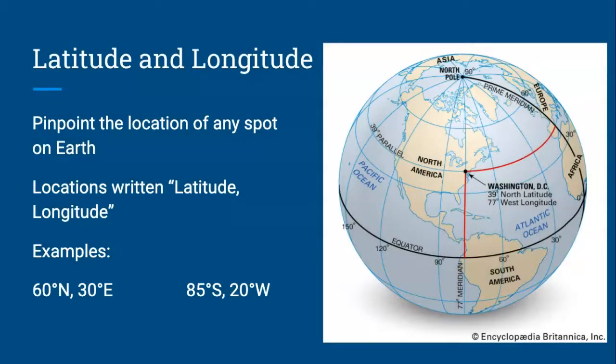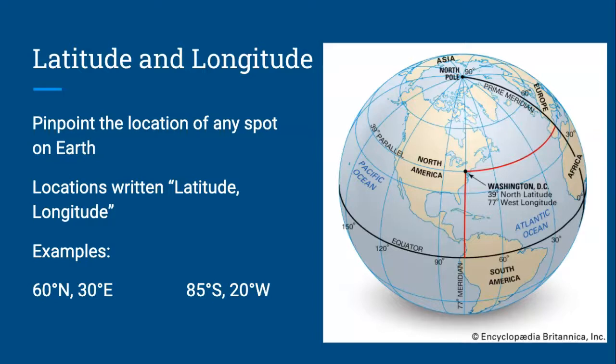Now, using latitude and longitude, we can pinpoint any location on Earth. If you're looking at the map, you could see that Washington, D.C. is 39 degrees north latitude, which means 39 degrees away from the equator, and it is 77 degrees west longitude, or it is 77 degrees to the left of the prime meridian.